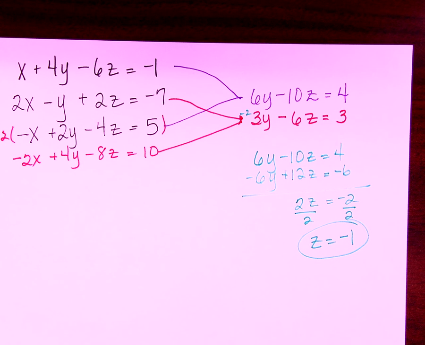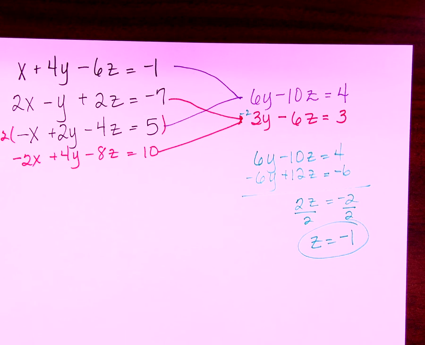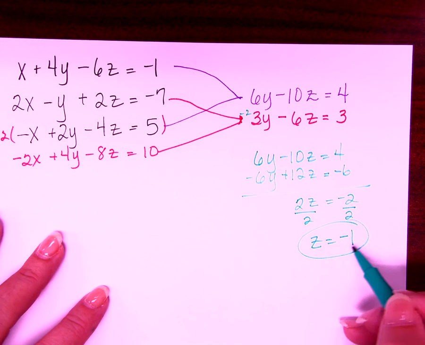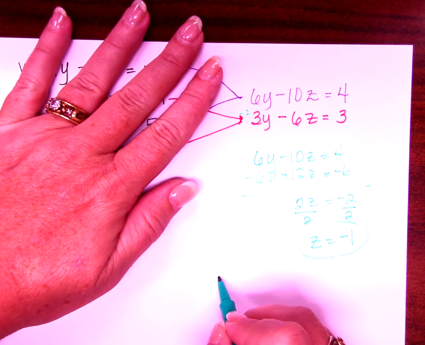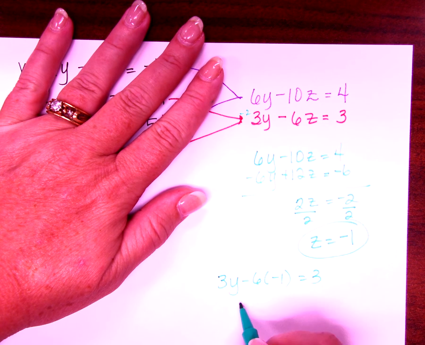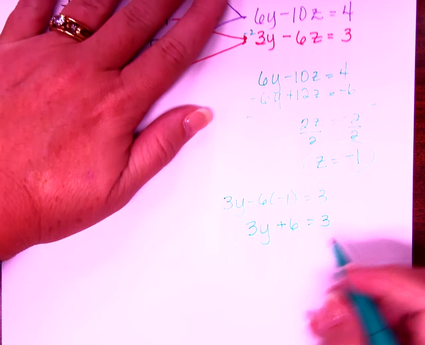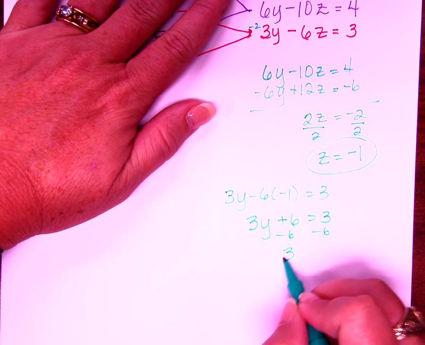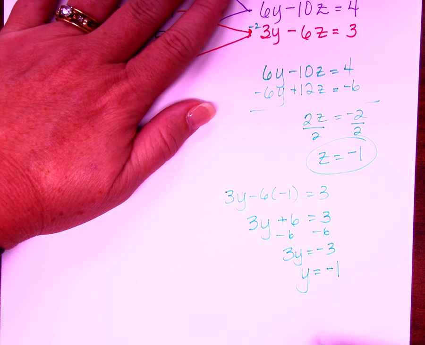Look at all the work I just did. And I just already found a variable because I did stuff in my head instead of writing it down. If you need to write it down, write it down. Okay? What do I do with the z? Into one of these, right? Say over here. So maybe 3y minus 6 times -1 equals 3. So 3y plus 6 equals 3. And subtract 6 from both sides. So 3y equals -3. So y equals -1.